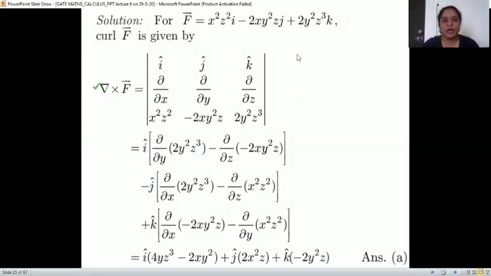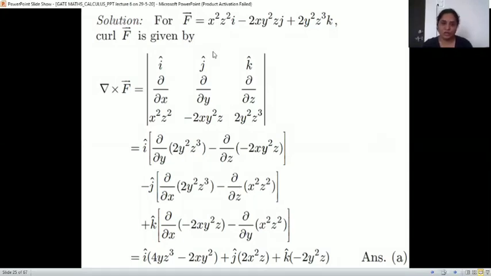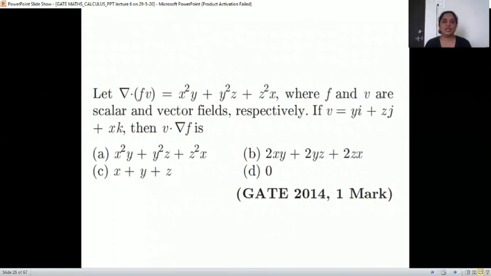Del cross f bar is equal to the determinant with ijk, dou by dou x, dou by dou y, dou by dou z, and f1, f2, f3, and we have solved it. We know how to solve the determinant. Solve the determinant and we get the correct answer as A. Good. Chalo, next.